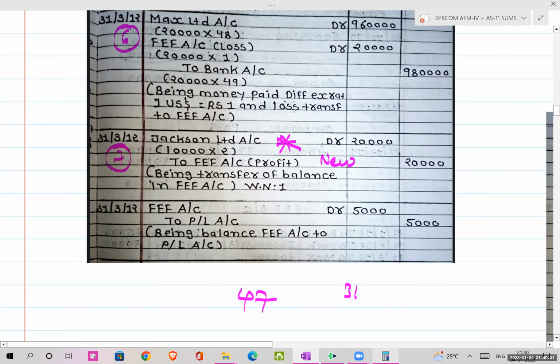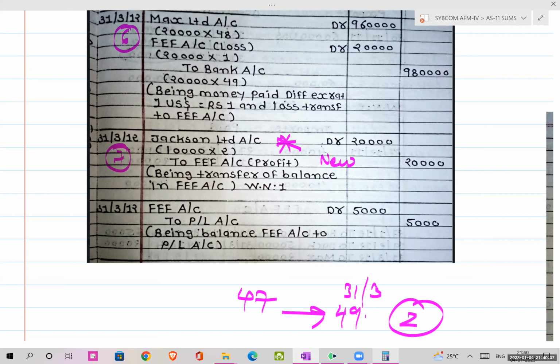The deal was done at 47 and on 31st March the exchange rate is 49. So 2 rupees profit has been made. I will assume this entry to be closed. So the deal, 2 rupees more I am getting. Okay, so this has to be recorded. So my journal entry will be Jackson Limited account debit to FEF account.